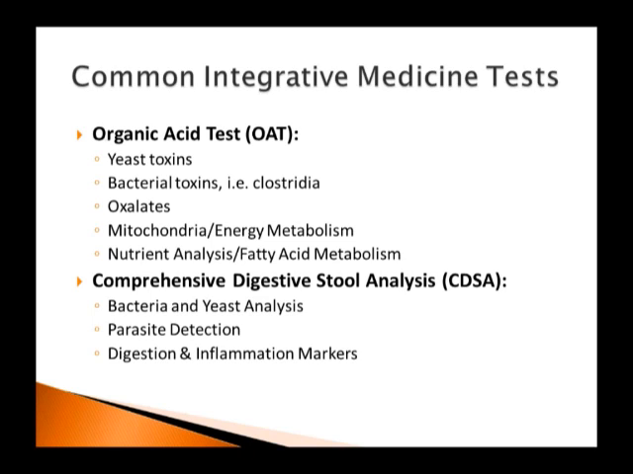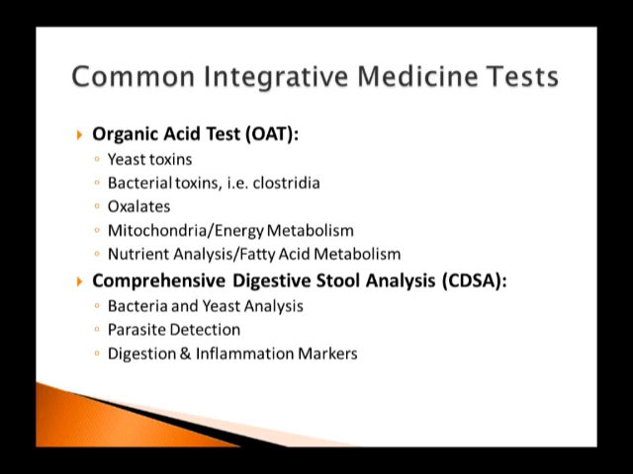So it looks at yeast toxins and bacterial toxins, and two markers for Clostridia bacteria, which I'll talk about shortly. It has a marker for oxalates, which cause a corrosive toxicity in the body. Mitochondrial function, there's sections for nutrient analysis and fatty acid metabolism. So I'm hard-pressed actually to find a particular disease condition or some type of symptomatology that someone might come into my office with where the OAT wouldn't apply as a test. So I think it's an important test.